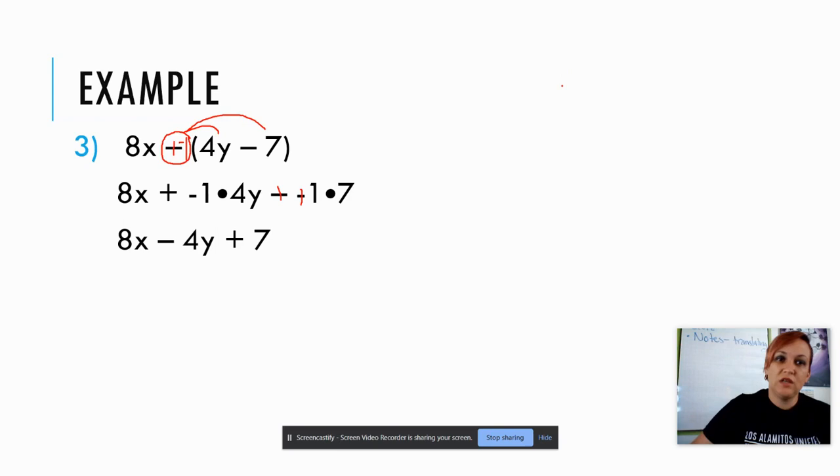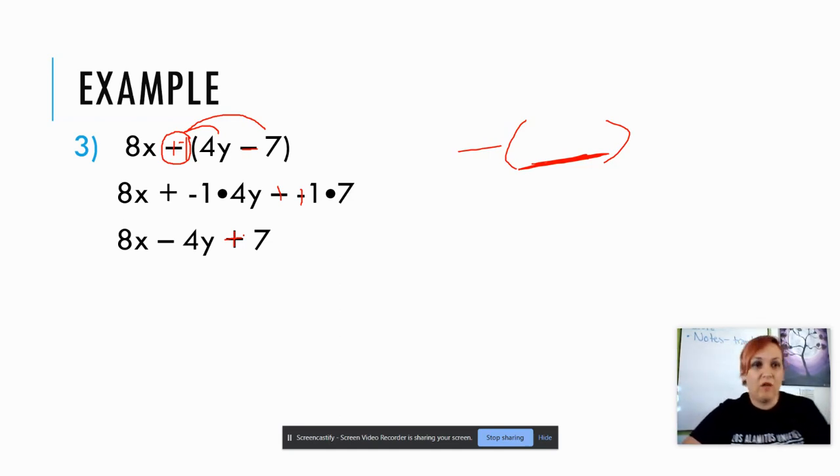So if you see a problem and there's a negative sign in front of a parentheses, make sure that you're changing all of the signs inside the parentheses. If it was a subtraction problem, for the final answer, it'll be an adding problem. Okay, and that's how you distribute a negative.